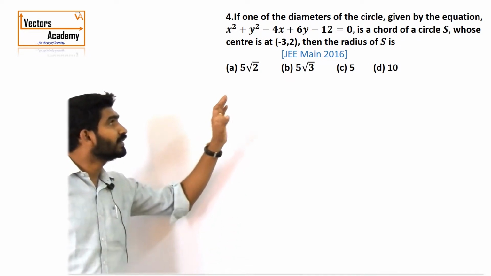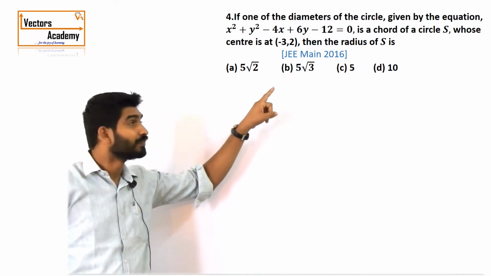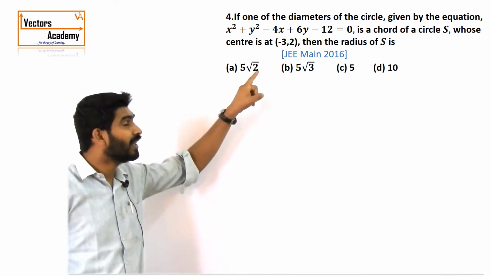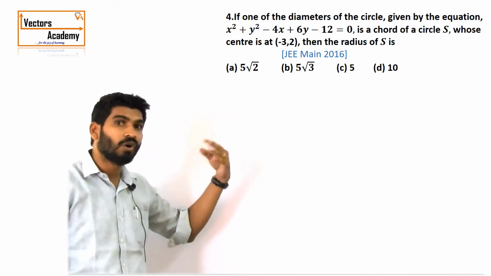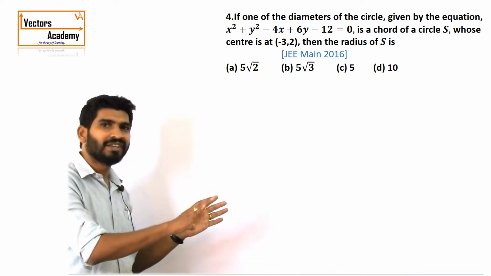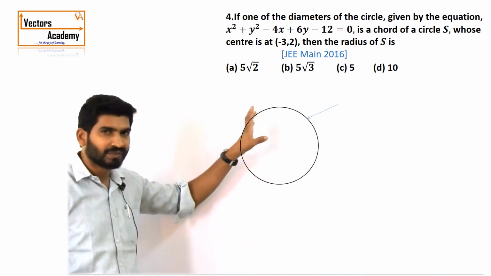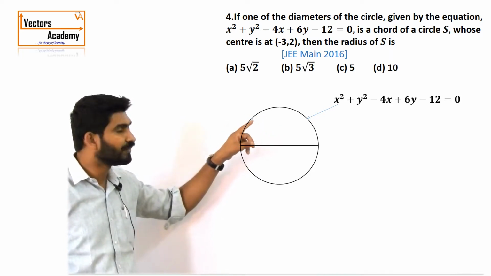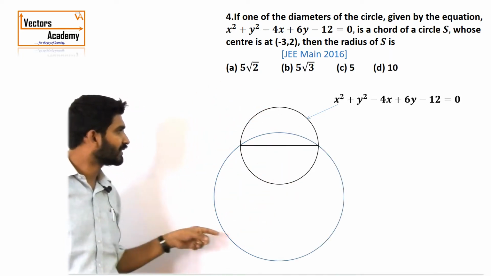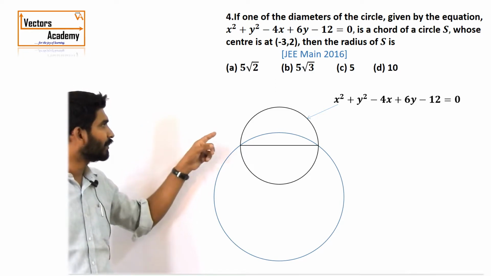Now, in this question, a circle is given. It is said that the diameter of the given circle is the chord of another circle. So, we will just try and represent this in the diagram first. There is a given circle, there is a diameter of this circle, and there is another circle which has this diameter as a chord. So, that circle will be the larger one. Let us name the circle as S.